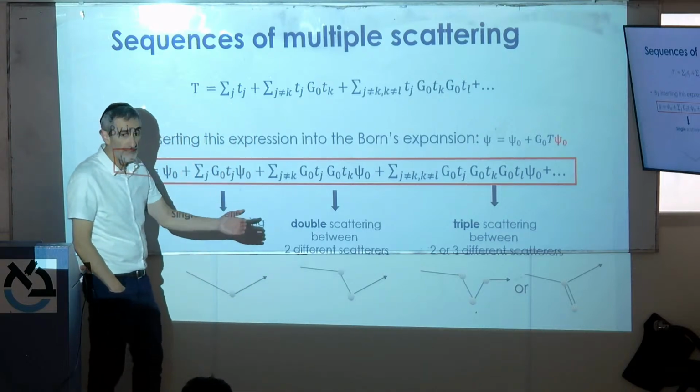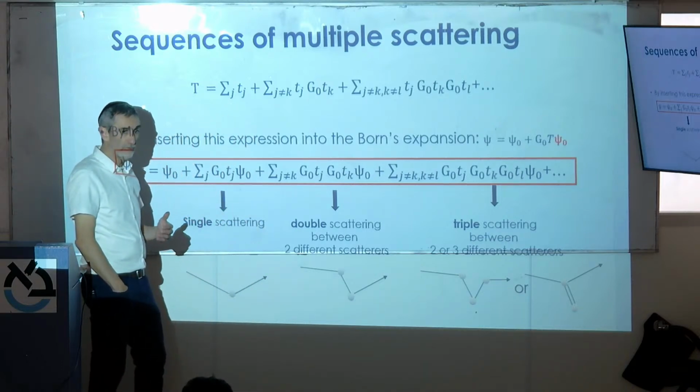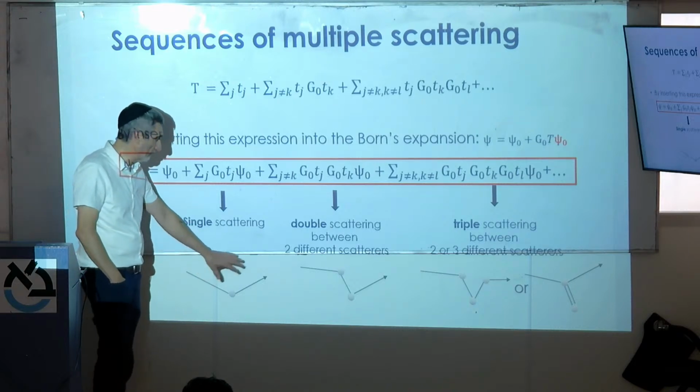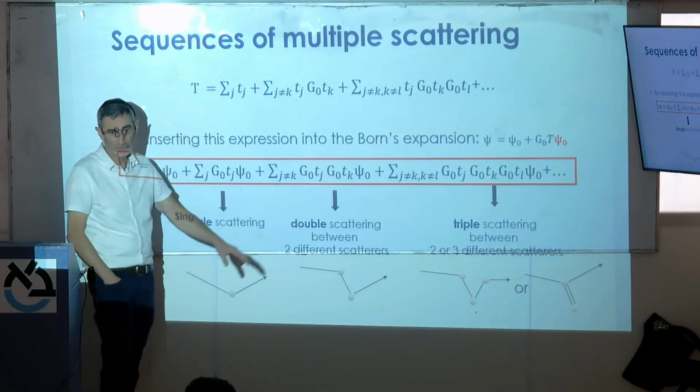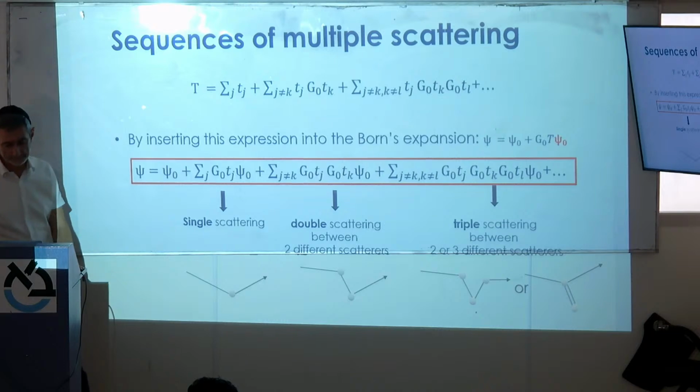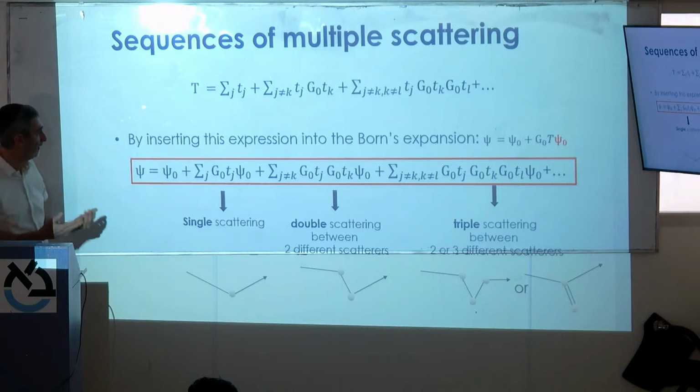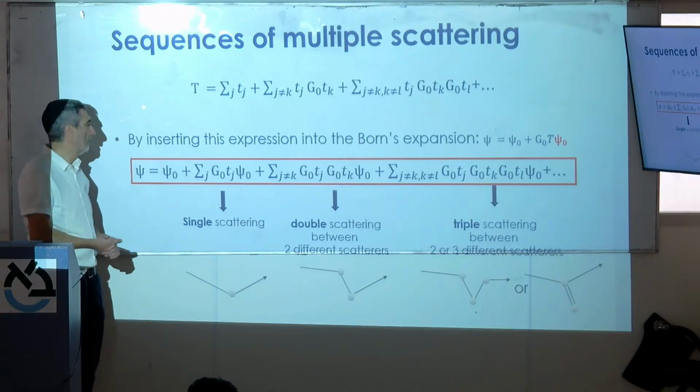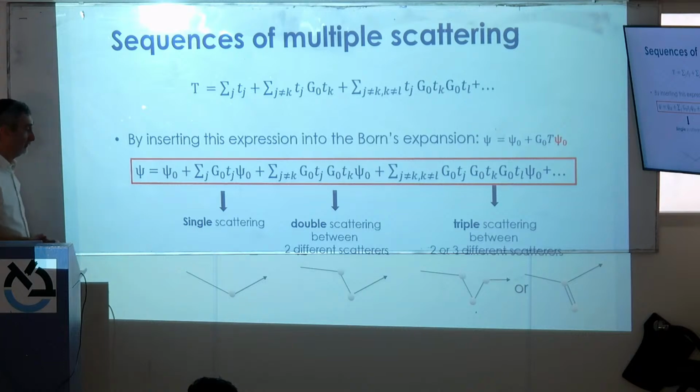Okay, so you have three. Look at that as the number of scattering events. You have one scattering event, two scattering events, three scattering events. So that's to show you how the Born expansion describes the physics of the multiple scattering. And you understand that you have to go through this expansion.